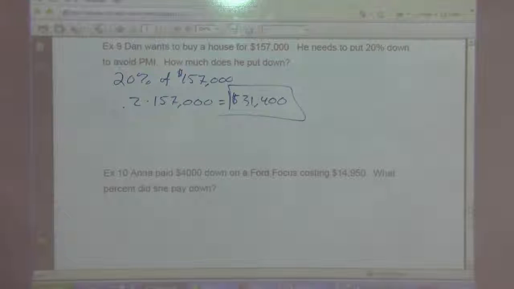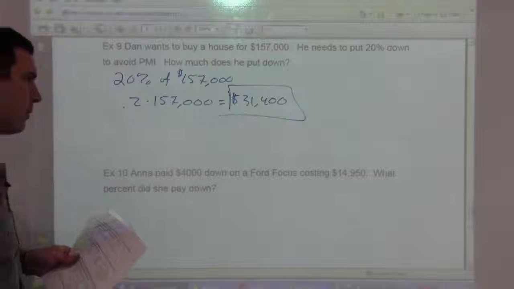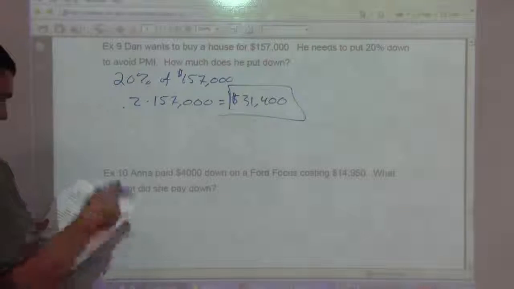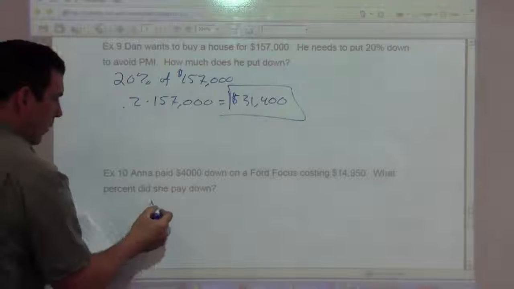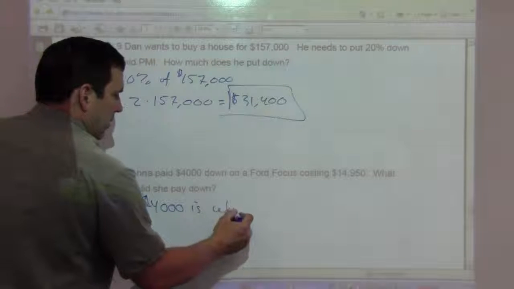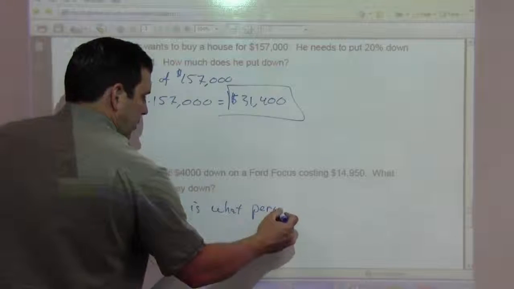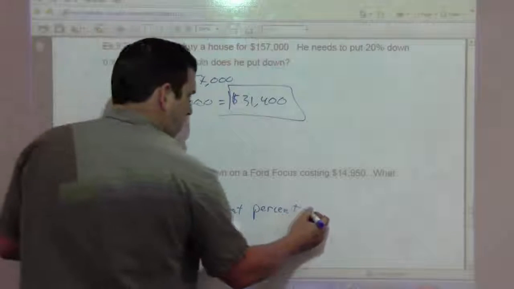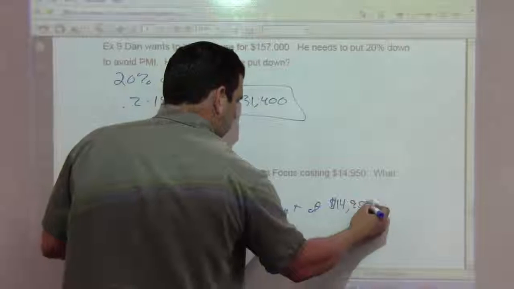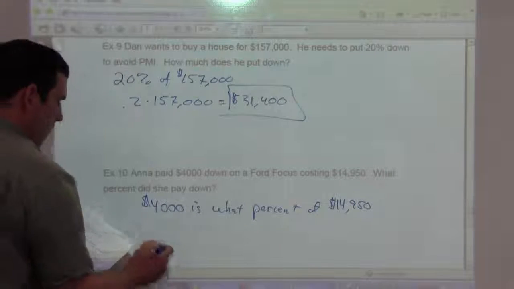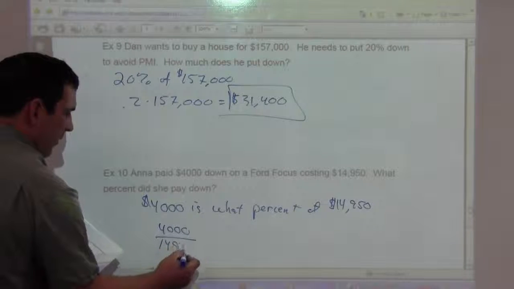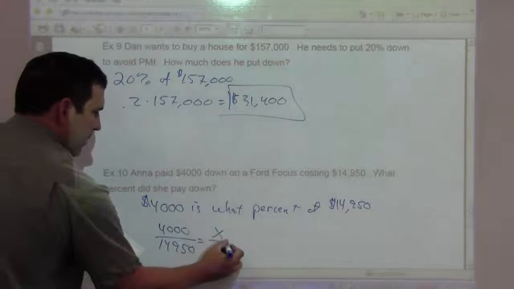Example 10, Anna paid $4,000 down on a Ford Focus, costing $14,950. What percent did she pay down? Okay, so this time we need to know what is the percent. So $4,000 is what percent of $14,950. So 4,000 over 14,950 equals X percent over 100.